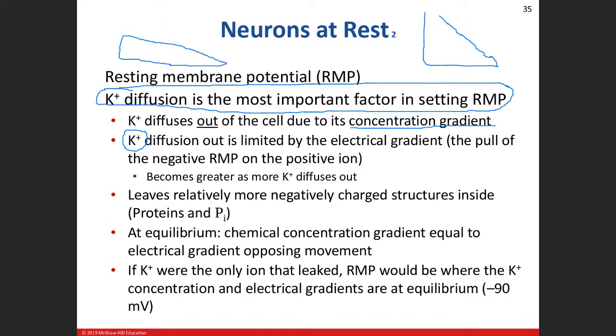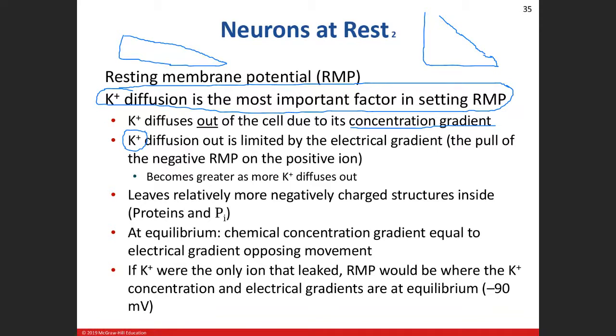I tell folks, just think of it like this. It's like rolling a ball down a hill. Won't it roll faster down a steeper hill than it will a more shallow hill? So that's what's going to happen with potassium in this case. It's going to diffuse out real fast in the beginning. It's going to roll out of there. It's going to try to get out of there.